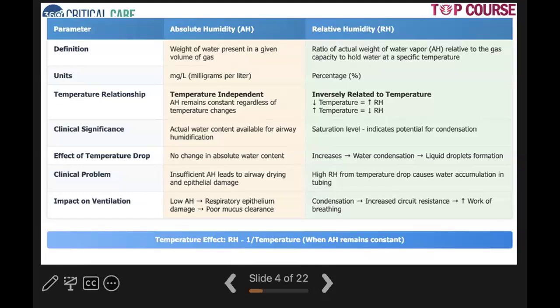For example, if the sponge can hold 40 ml and it's holding all 40 ml, then it is called 100% relative humidity. If a sponge can hold 40 ml and it is only having 20 ml, then it is called 50% relative humidity. Okay, you understood that? Can you give me a yes or no?